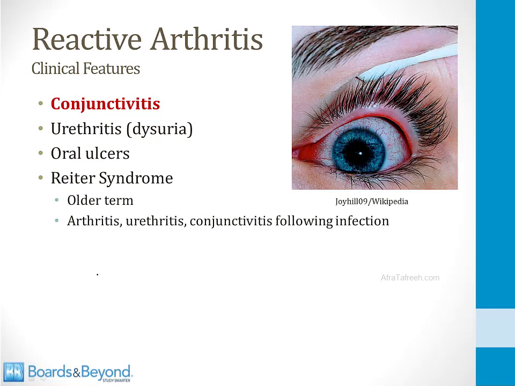Now, in addition to the joint symptoms and the musculoskeletal symptoms, reactive arthritis often has other features outside of the musculoskeletal symptoms. One of the classic ones is conjunctivitis, so patients may present with a red eye. They can have dysuria from autoimmune inflammation of the urethra. Also, sometimes patients develop oral ulcers.